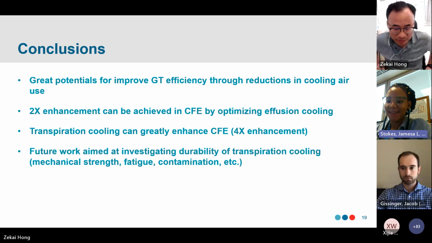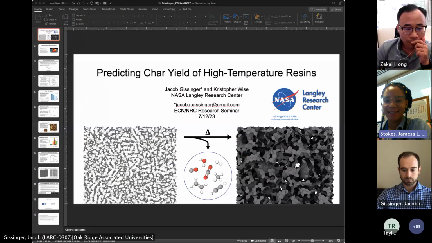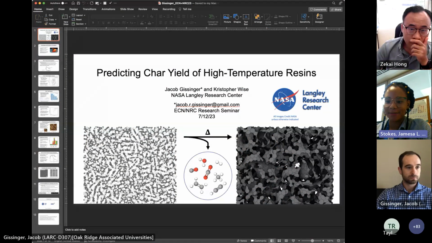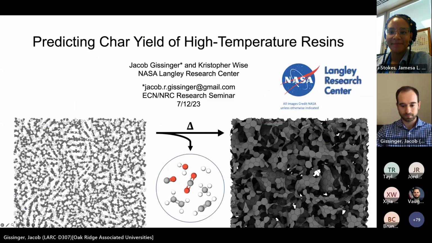All right, awesome. Thank you. Thank you. So we'll bring in our next speaker, Dr. Jacob Gissinger from NASA's Langley Research Center in Hampton, Virginia, and he's going to give a talk on predicting the char yield of high temperature resins.